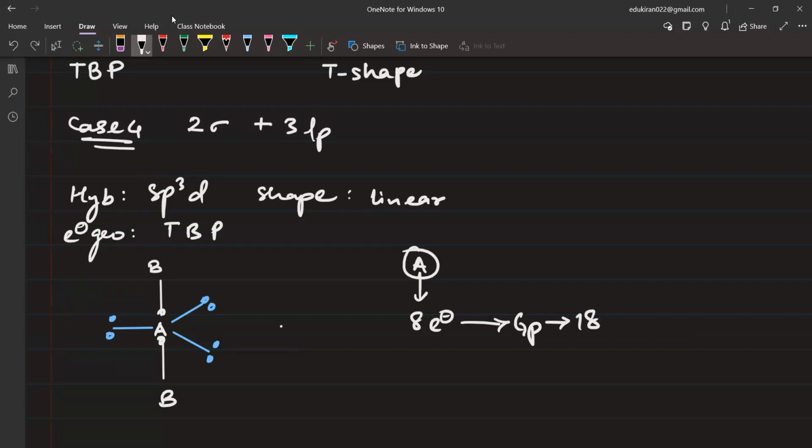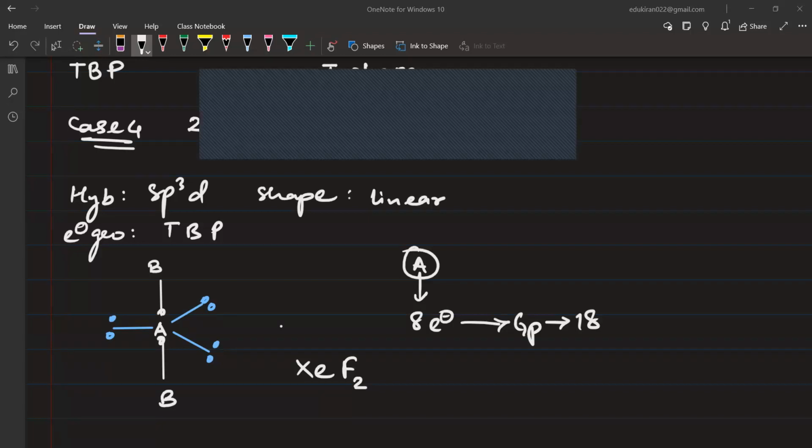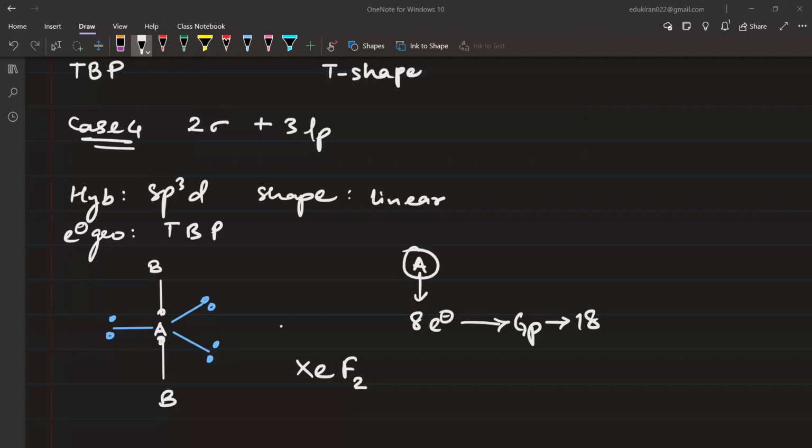In group 18, there we have only one element which is able to form bond, and that is Xenon. And obviously B is going to be monovalent. So I think you can write XeF2 can be a molecule which is going to follow this particular shape and the geometry. Okay, write this down. XeF2 is an example here.